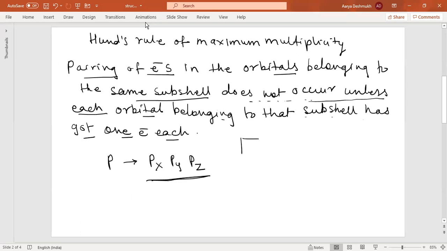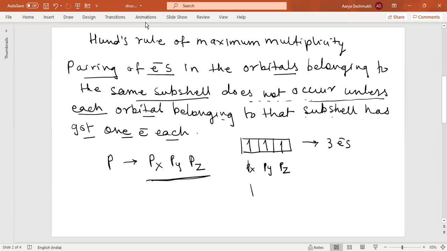If you have three electrons, and these are the three different orbitals px, py, and pz, how will you fill them up? The first will go to this one. The second electron would not pair up here. It will go to the next, and only then will they start pairing up. So this is for the three electrons.